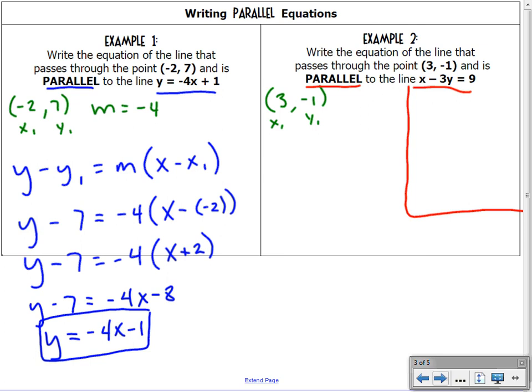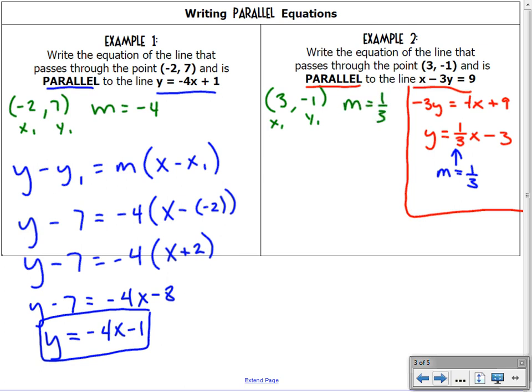So we would start by subtracting x from each side, and then divide by 3. So this is really a -1x. So if I divide by -3, I get a positive 1/3 x. And then minus 3. So now we can see this equation has a slope of 1/3. So our equation should also have a slope of 1/3.